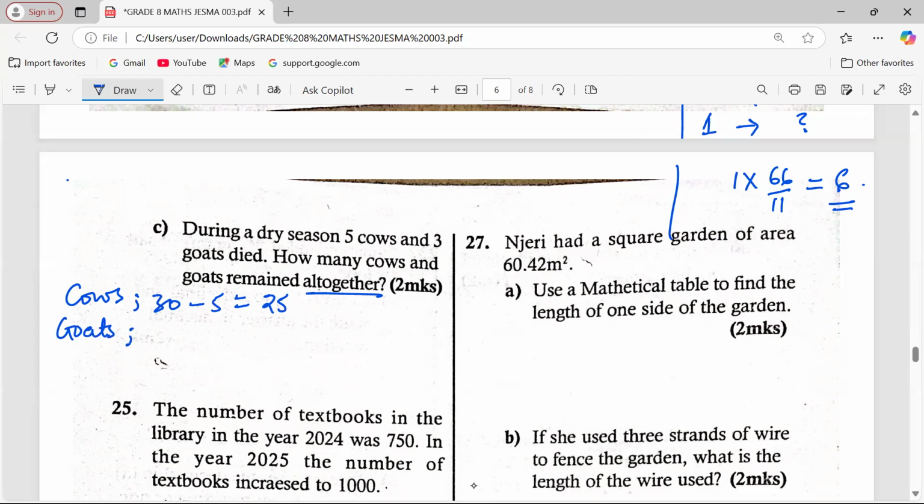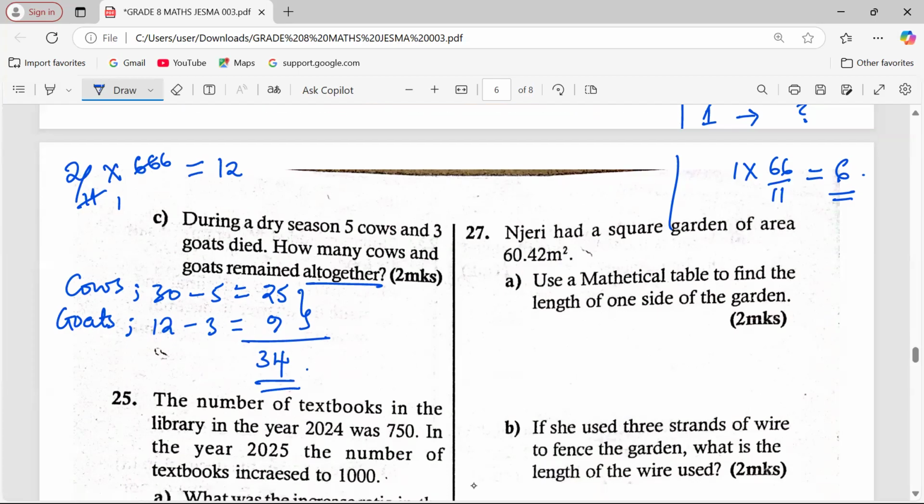We said 2 over 11 represent goats. So 2 over 11 of 66 is going to be 12 goats, but now we have 3 of them dying. So this is going to be 9. So when we add up, we'll have 34 all together. Only 34 are going to remain all together.